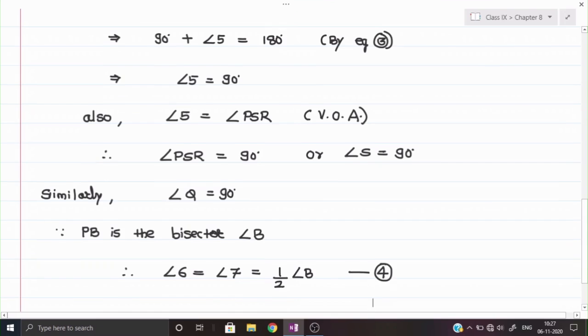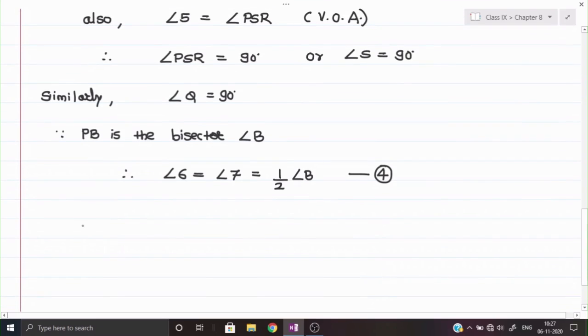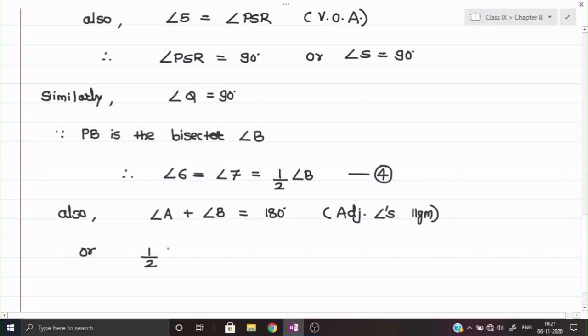Now again one more thing you observe, since ABCD is a parallelogram, so we can write down again angle A plus angle B is equal to 180 degree, because they are also adjacent angles of a parallelogram, and we know that the adjacent angles of a parallelogram always have sum 180 degree. Similarly, if I multiply by 1 by 2, so 1 by 2 of angle A plus 1 by 2 of angle B is equal to 1 by 2 of 180 degree.